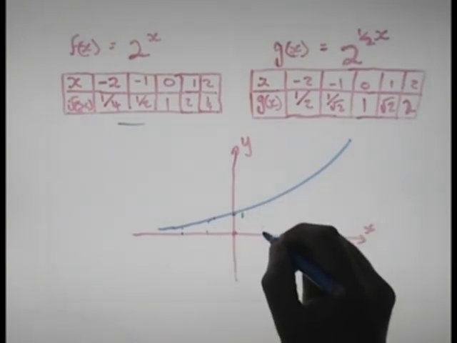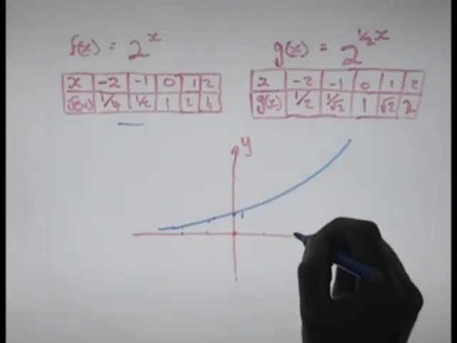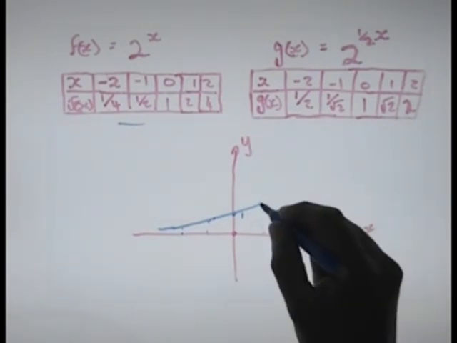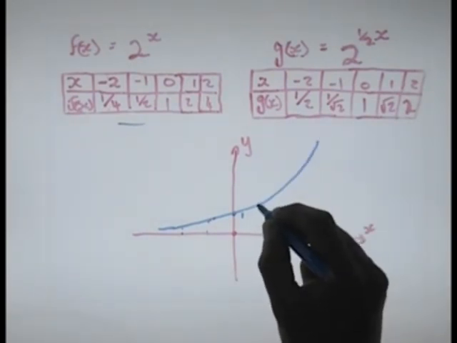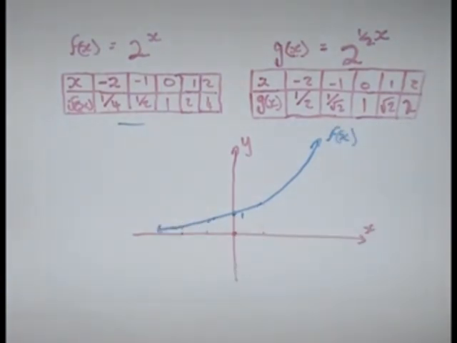When x is equal to 0, that's going to be 1. When x is equal to 1, that's going to be 2. And when x is equal to 2, that's going to be 4. So our graph is going to be slightly more curved. And that's the graph f of x. Now in black I'm going to draw the graph g of x, 2 to the power a half x.